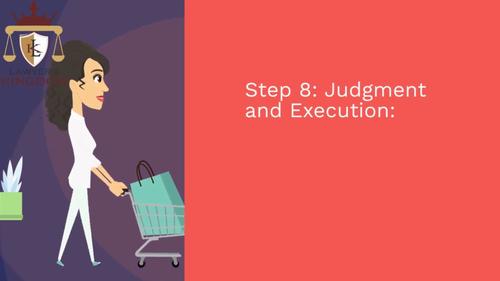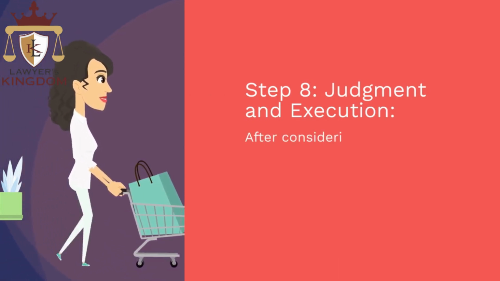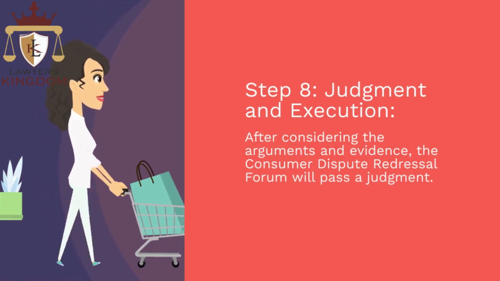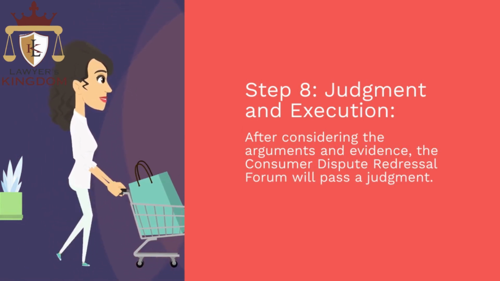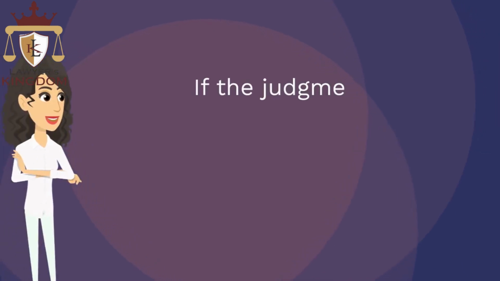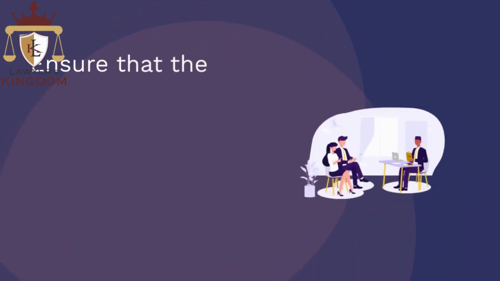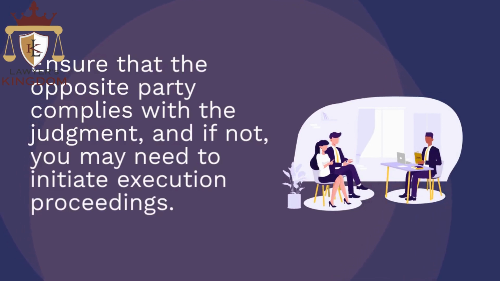Step 8. Judgment and execution. After considering the arguments and evidence, the Consumer Dispute Redressal Forum will pass a judgment. If the judgment is in your favor, it may include compensation, refund, or any other appropriate relief. Ensure that the opposite party complies with the judgment, and if not, you may need to initiate execution proceedings.